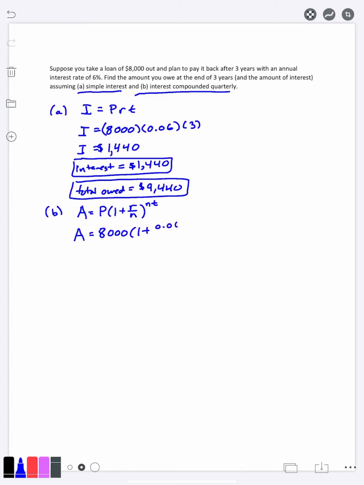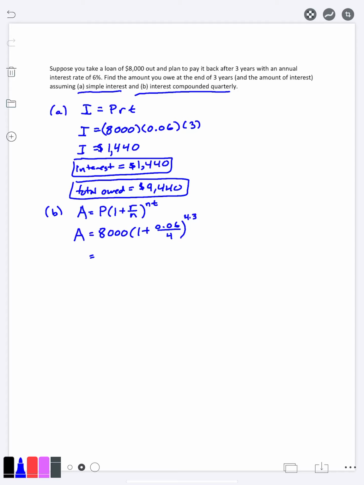So we would say, okay, 8,000 was my principal. My rate was 6%. How many times am I going to compound this per year? Well, it says quarterly. Quarterly means 4 times a year. If it had said monthly, it'd be 12 times a year. If it said annually, it'd be 1 time a year, and so on. And then my N is 4, my T is 3 years.